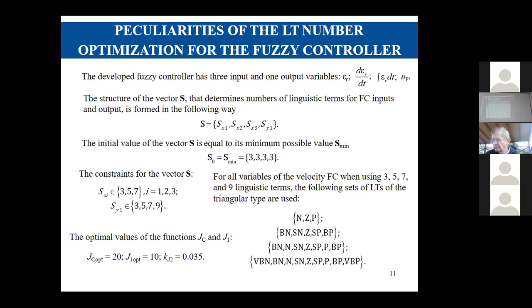And also in this slide, you can see the optimal values that have been chosen, that is equal to 20, I'm sorry, and the optimal value of the first criterion that is equal to 10.